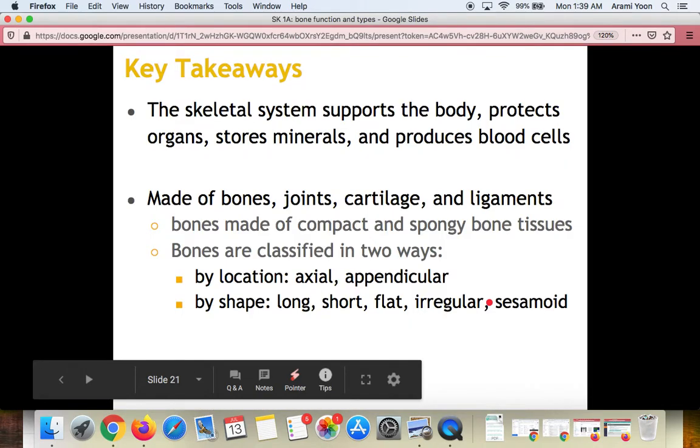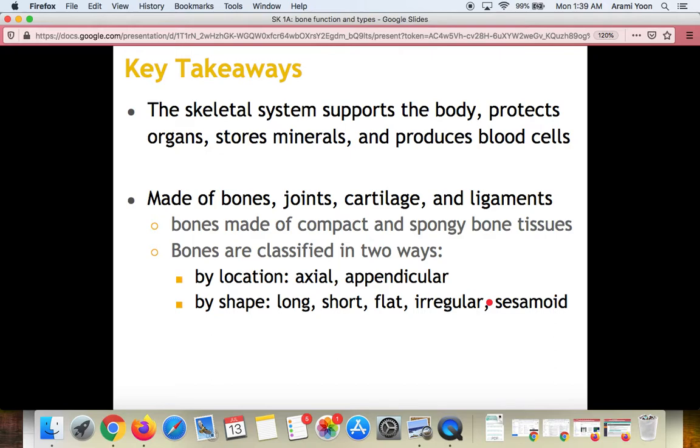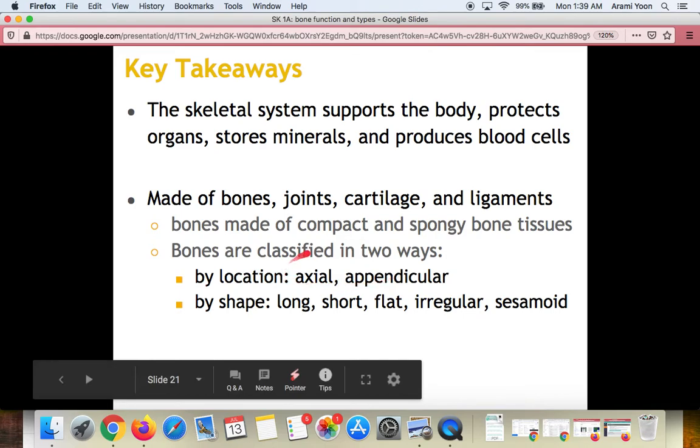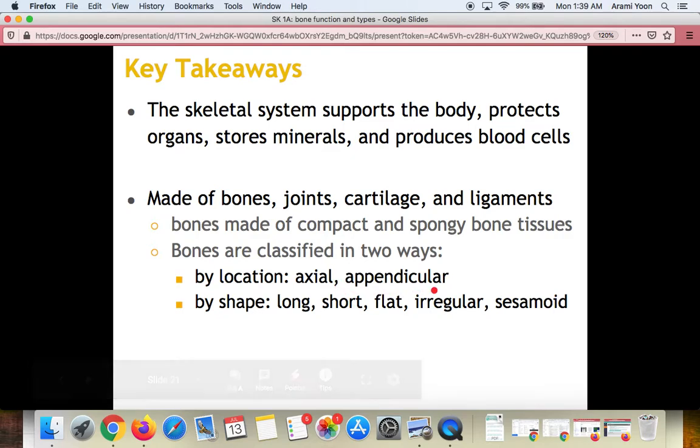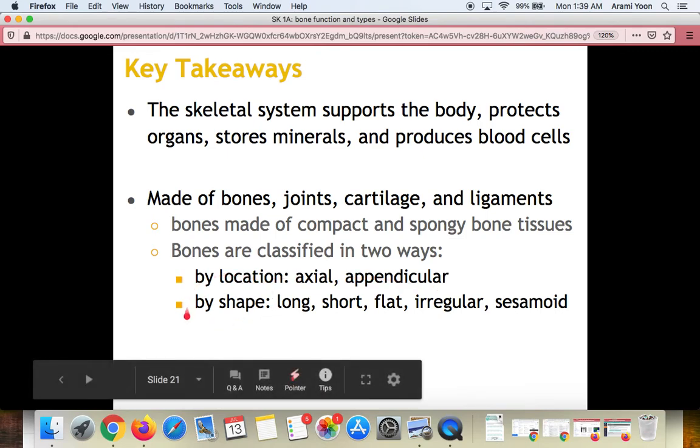Here are your key takeaways. The skeletal system supports the body, protects organs, stores minerals, and produces blood cells. Those are its functions. In terms of its structure, it's made of bones, joints, cartilage, and ligaments. And the bones are the most important part. They're made of compact and spongy bone tissue, and they're classified in two ways. By location, they're either part of the axial skeleton along the midline of your body, or they're part of the appendicular skeleton, which means they're bones that are appended to the axial skeleton. Or you can classify them by shape. So we have long bones, short bones, flat bones, irregular bones, and sesamoid bones.